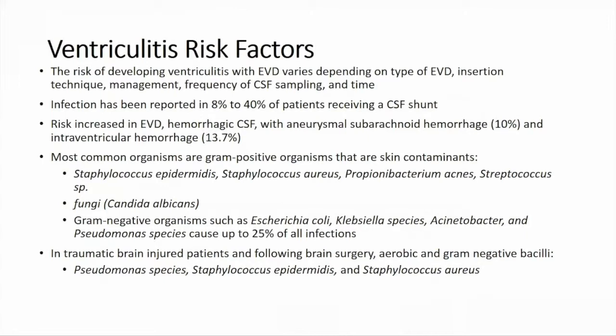Most common organisms are gram-positive organisms. They're skin contaminants. These include Staph epidermidis, Staph aureus, Propionibacterium acnes, and Streptococcus. Fungi can also occur, and this can be very problematic if hardware is retained. And there's always risk of gram-negative organisms such as E. coli, Klebsiella, Acinetobacter, and Pseudomonas. Gram-negatives will cause up to 25% of all infections. In traumatic brain injury patients and following brain surgery, aerobic gram-negative bacilli include Pseudomonas species, Staphylococcus epidermidis, and Staph aureus.